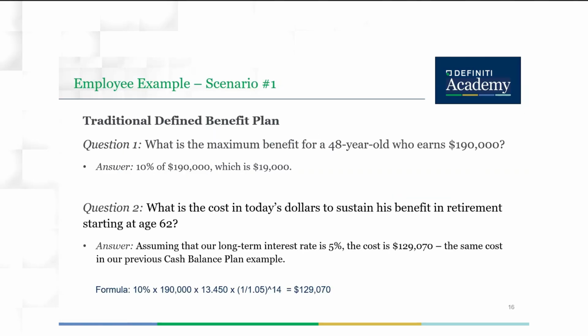So here is our favorite example again. He is going to have the same normal cost, the 129,070, under a traditional defined benefit plan as the pay credit under a cash balance plan. This cost is still 129,070. I'll meet you there at 12:30. Next slide, please.